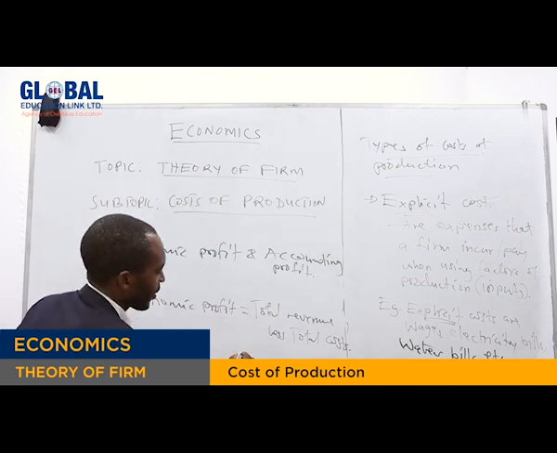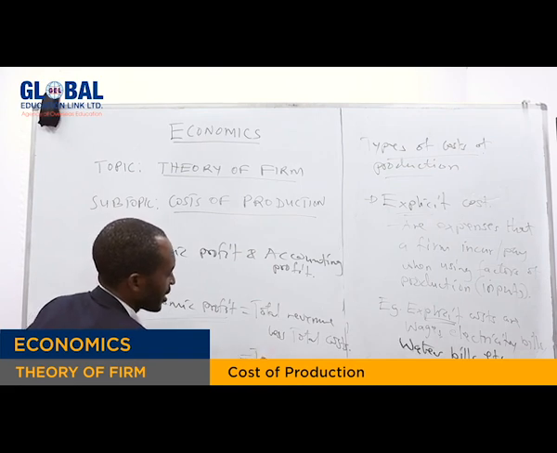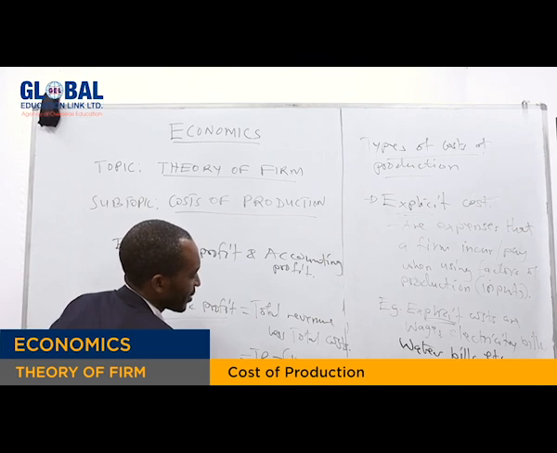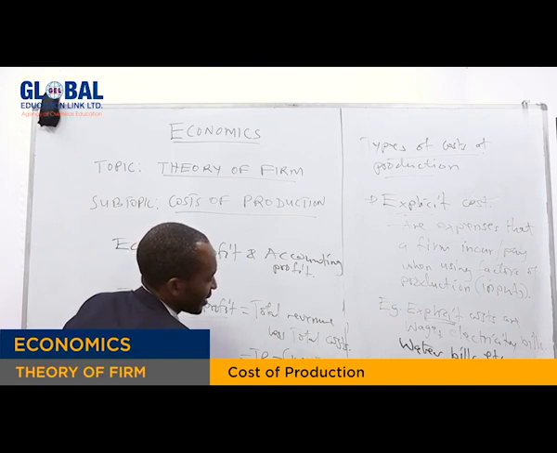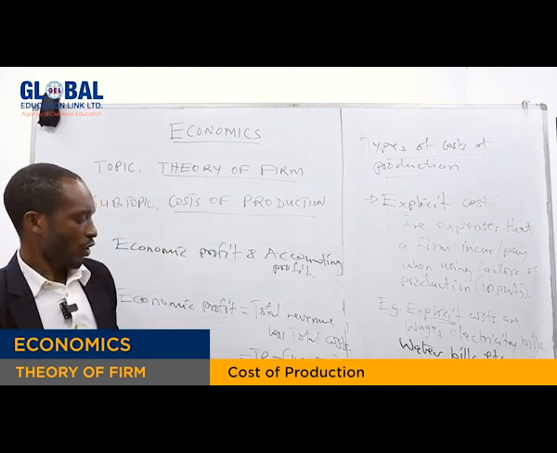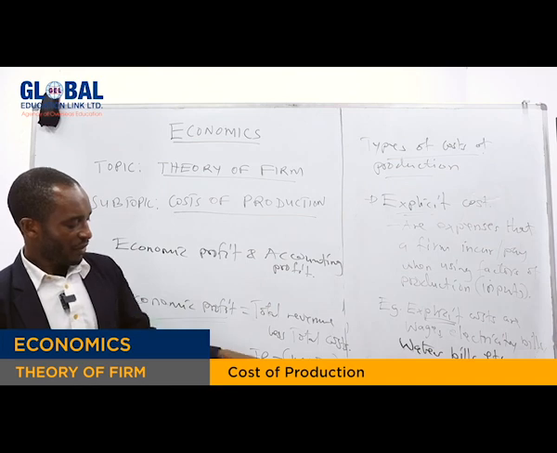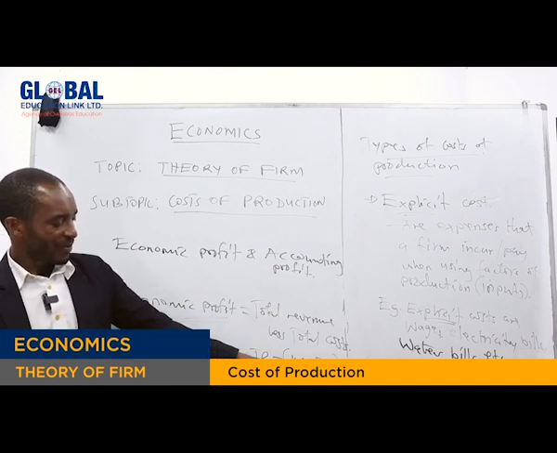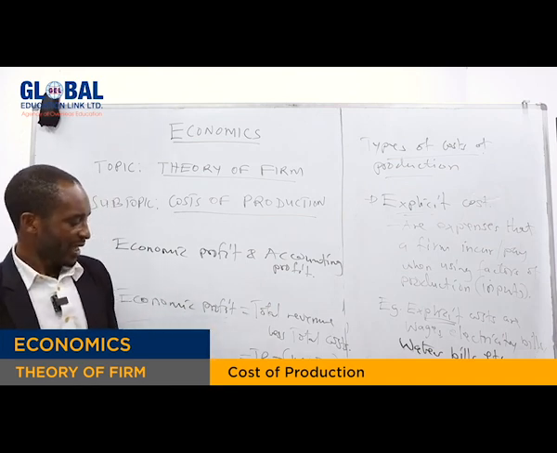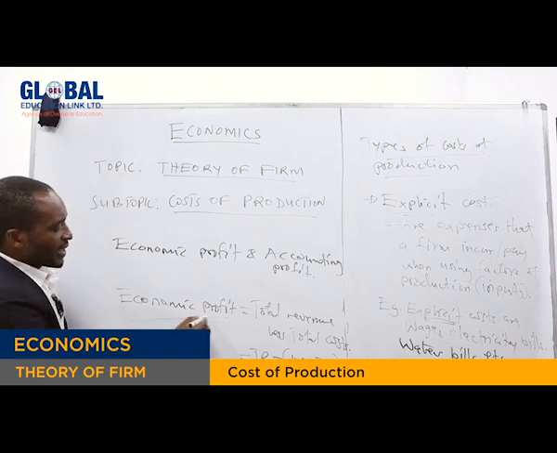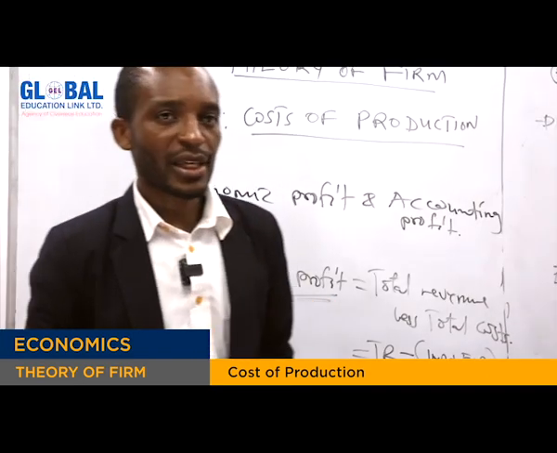So here it will be equal to total revenue minus the implicit cost plus explicit cost. So when you get the value of total revenue minus implicit cost plus explicit cost, the profit you get we call an economic profit.